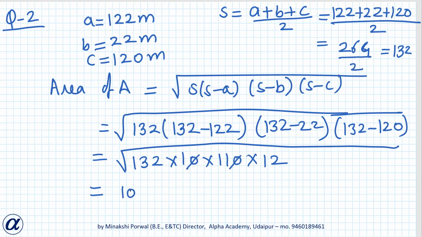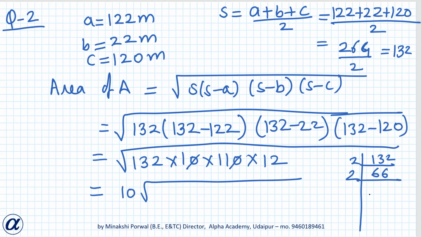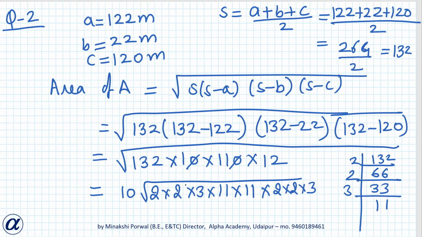ओके, और 132 का प्राइम फैक्टराइजेशन करेंगे, 11 का प्राइम फैक्टराइजेशन करेंगे एंड 12 का करेंगे. 132 का क्या होगा? 2 into 11 into 3 into 2. ओके, मैंने सबका साथ में करके इन दोनों 0 को नहीं काटा, मैंने सबका साथ में करके करा. ओके, नो प्रॉब्लम. सो 2 into 2 into 3 into 11 into 11 and 12 का है 2 into 2 into 3. Now we'll make pairs, 2 into 2, 11 into 11, 2 into 2 and 3 into 3.